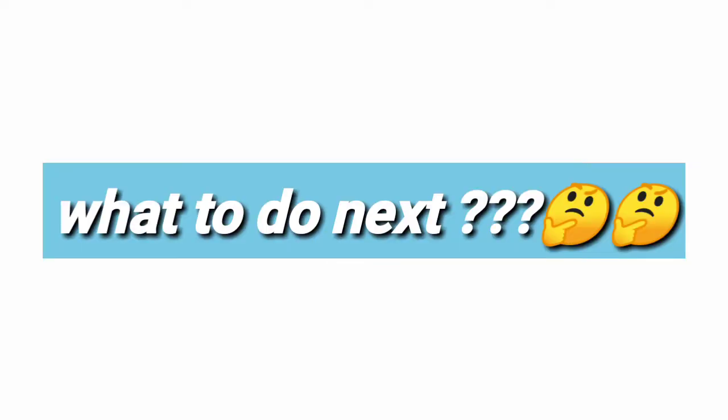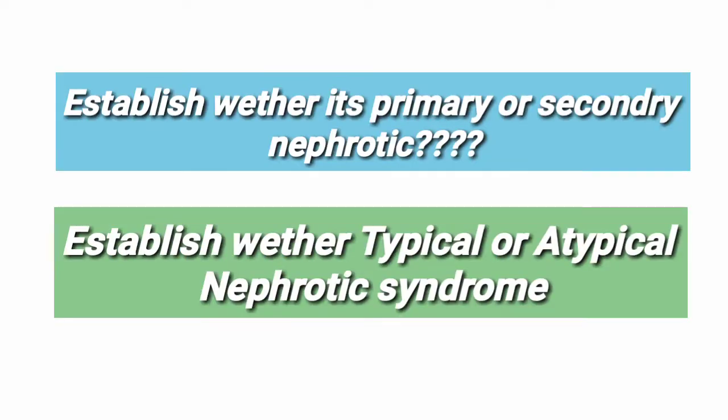So after making the diagnosis of nephrotic syndrome, what will you do? The important thing is that you will determine whether this nephrotic syndrome is primary or secondary, and whether it is typical or atypical. So the management plan depends on that.